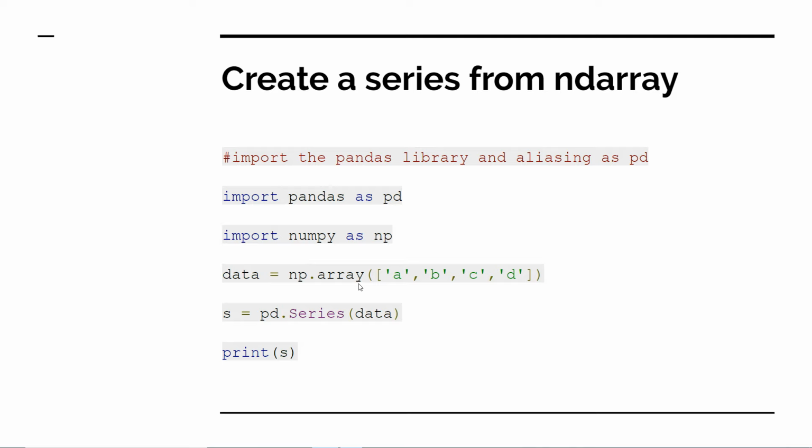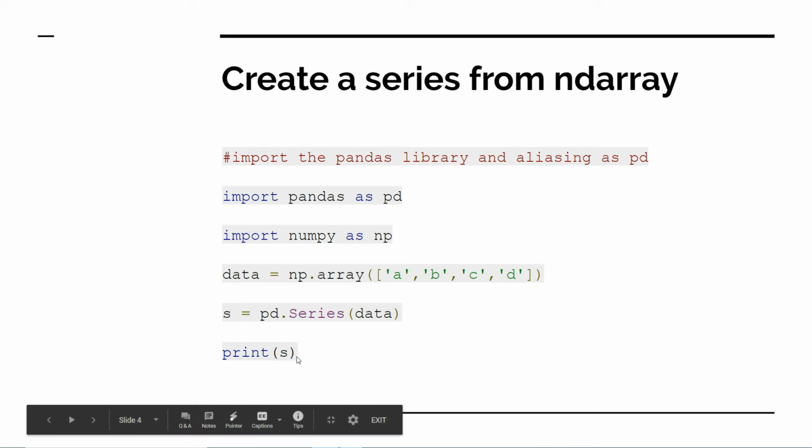So here I'm creating the array and assigning the value to the data variable. So this is the way we can create array. And next I'm calling the pandas series constructor. Sorry, last time I said this is a function, but this is the constructor. So pd dot series, and in that I'm providing the data variable, and finally I am printing the variable, and this will print the series value.